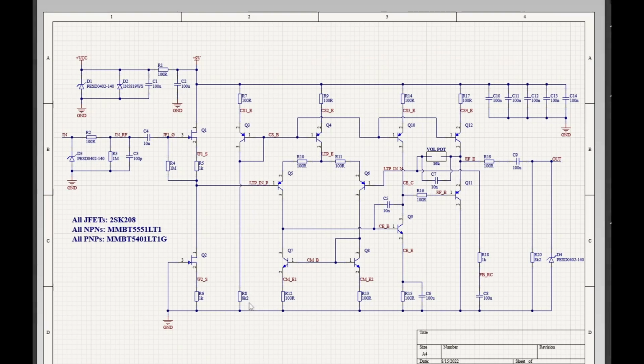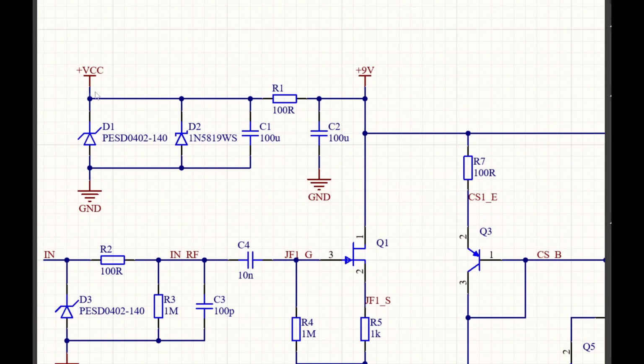Again, we'll go through section by section, so don't be worried too much about the overall schematic. Our power input is VCC, and typically for guitar pedals, that's a 9-volt battery or 9-volt power supply. I ESD protect it, add some very crude reverse polarity protection in the form of this diode, and then this simple RC Pi filter with rather large capacitors.